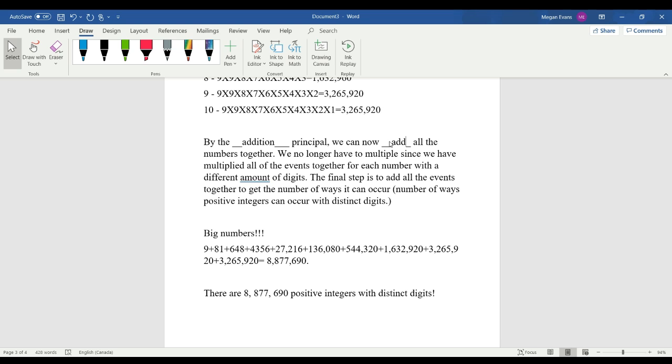So now the final step is to add all the events together to get the number of ways it can occur. So that means we're adding the number of ways the positive integers can occur with distinct digits because we already found how many different ways you can have each number of digits. So big numbers, guys, you can use a calculator, see how far you can get without using a calculator. I did end up with a large number. It's 8,877,690 positive integers with distinct digits.